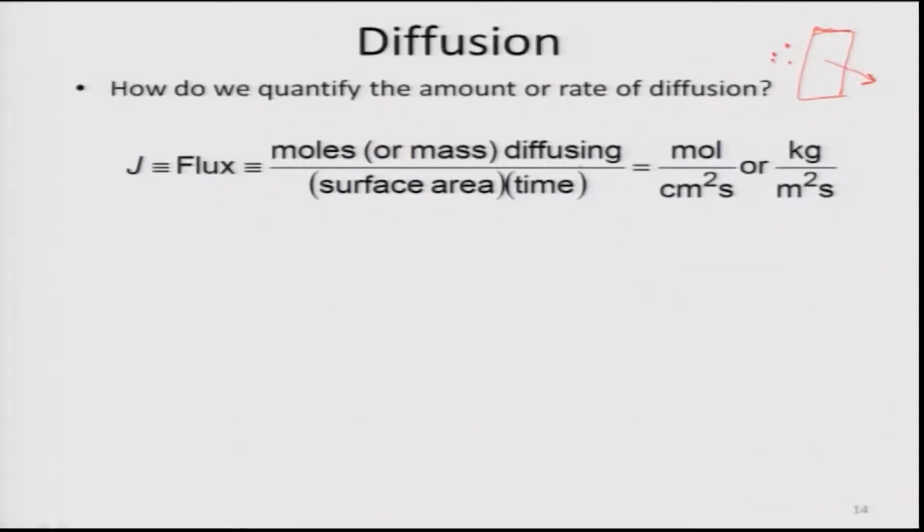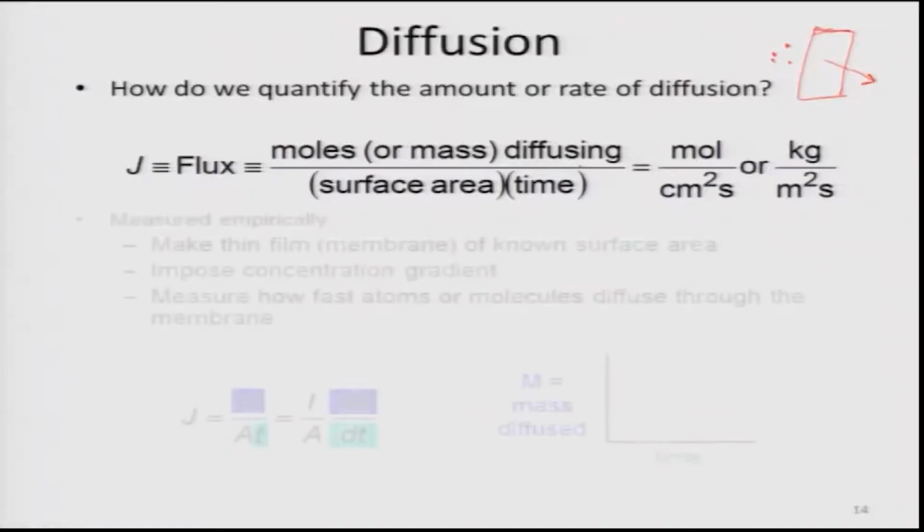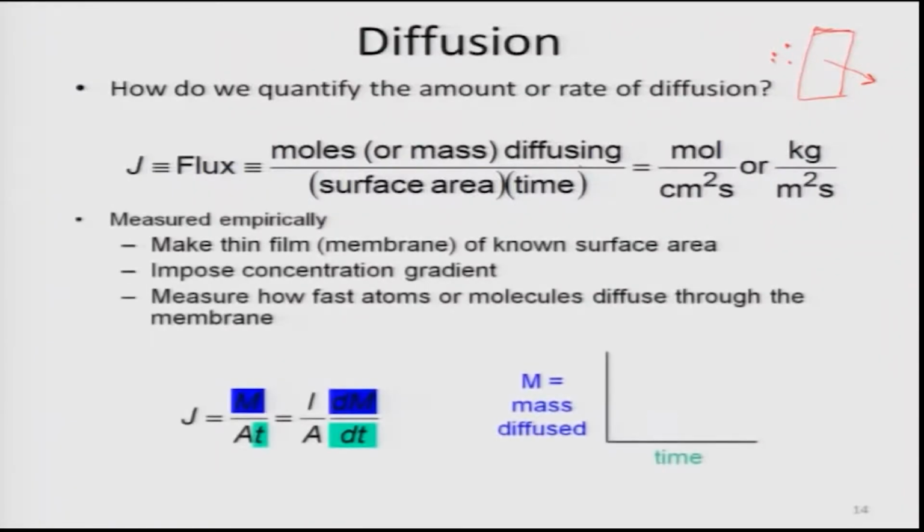The unit is kg per meter square second, or moles per centimeter square second, or moles per meter square per second. It can be moles or kg, mass or number of atoms, whatever you can weigh, you can define. So this can be measured very nicely. Remember, this is a measurable quantity. Flux can be easily measured.